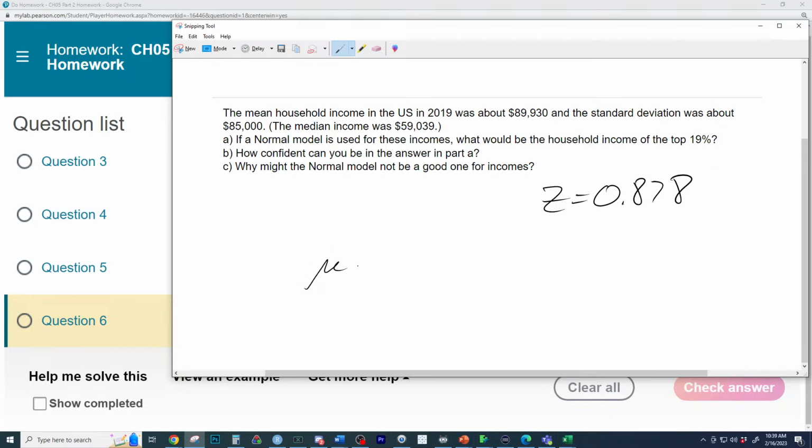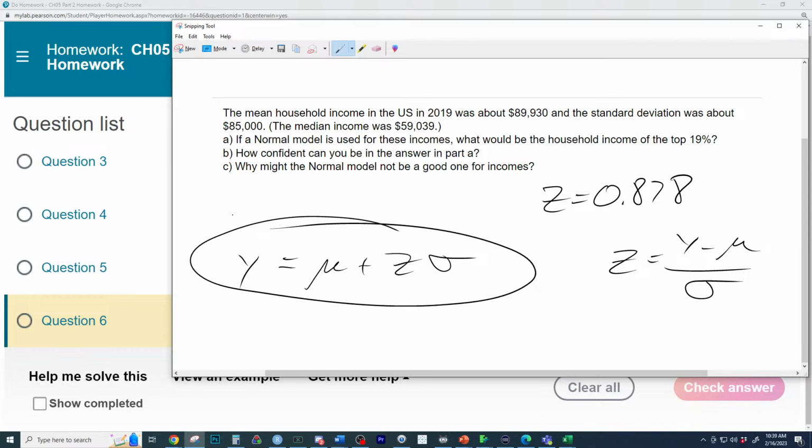So we need to go to the mean and then do plus the z-score times the standard deviation to get the observation. This is a reworking of the formula: z-score equals observation minus mean over standard deviation. But this version of it is basically what a z-score is. It's how many standard deviations an observation is above or below the mean. So we need to take those values right here and plug in the mean. It says the mean was 89,930 plus our z-score that we found times, next we have right here the standard deviation of 85,000.